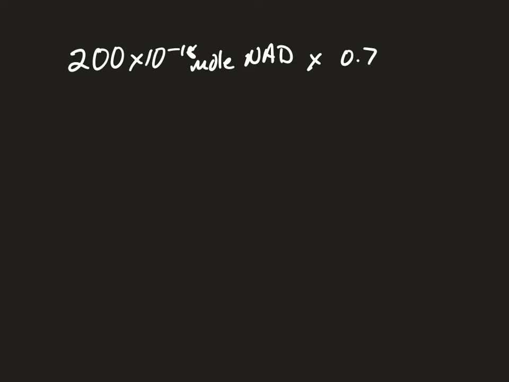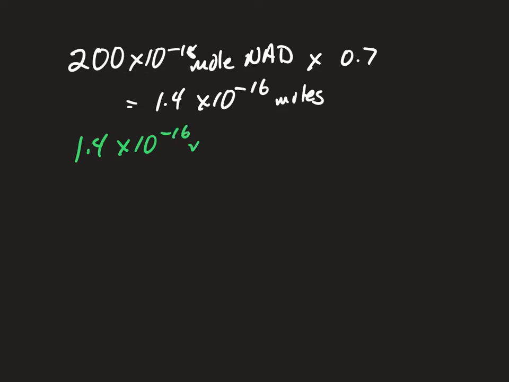Now, if we take that same 200 times 10 to the minus 18th moles of NAD and NADH combination, times 0.7, 70% in the mitochondrion, that gives us about 1.4 times 10 to the minus 16 moles distributed in mitochondria.